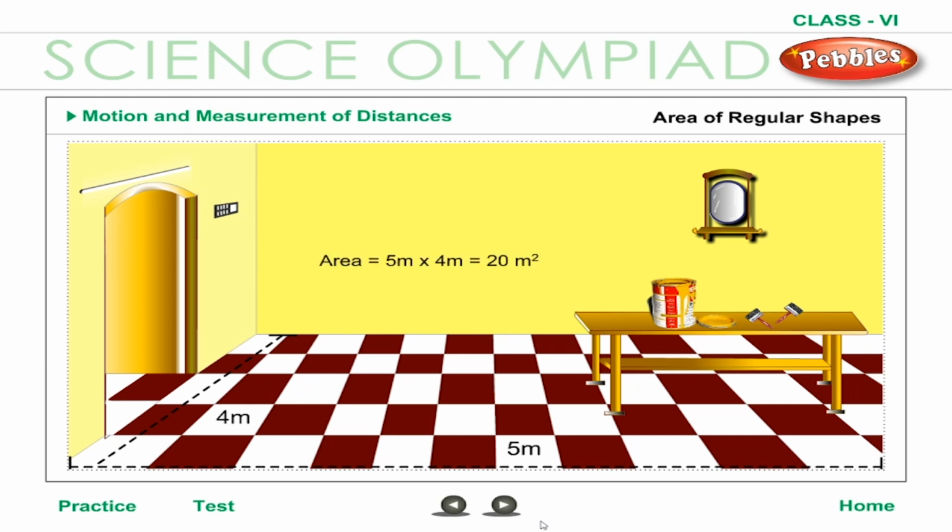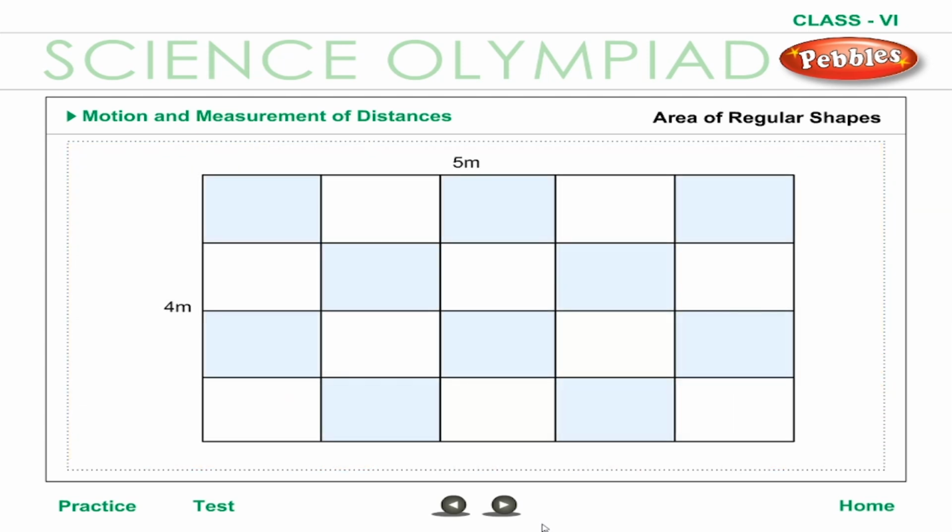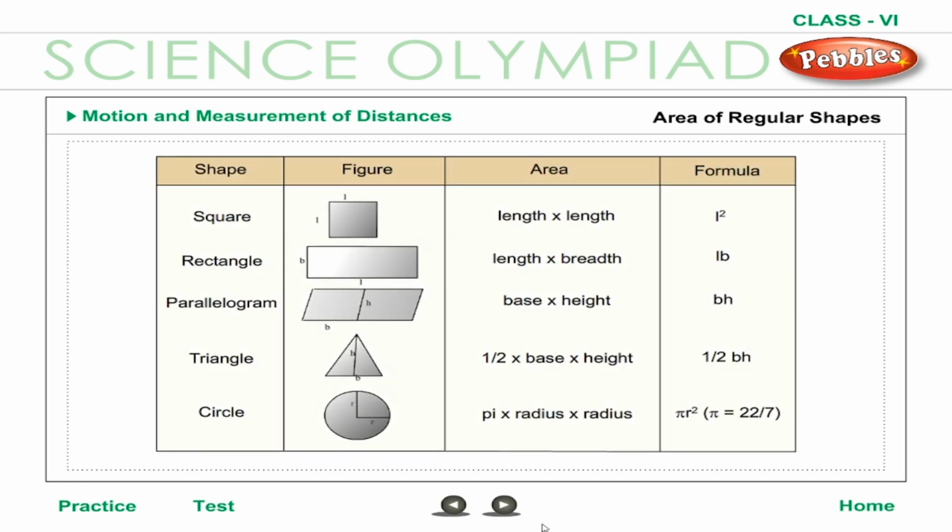Suppose this room has a length of 5 meters and breadth 4 meters. We calculate the area by multiplying the length and width, that is, 5 meters times 4 meters is equal to 20 square meters. The area of regular shapes and other metric units of area are shown in the table.